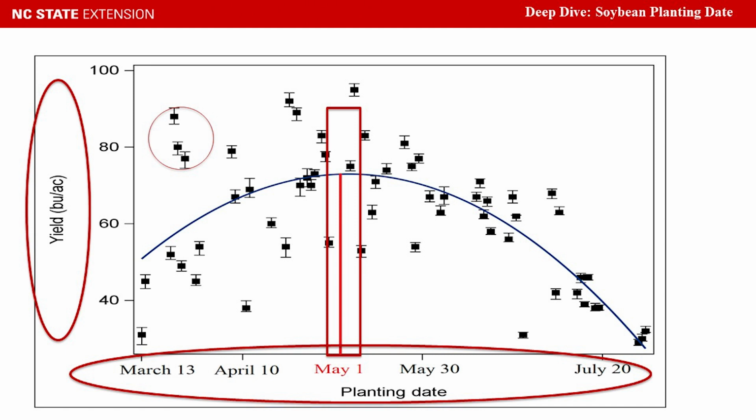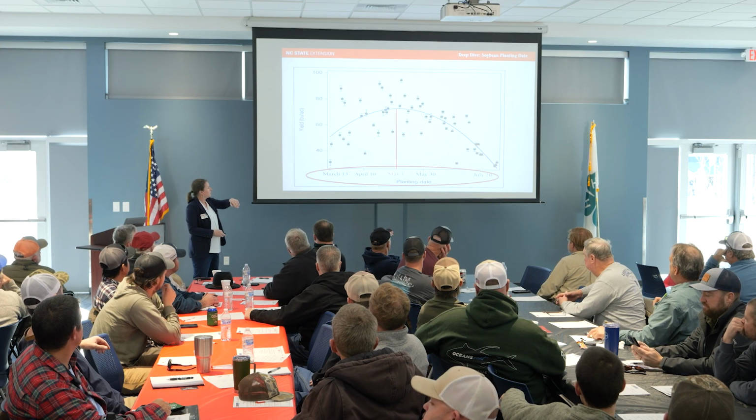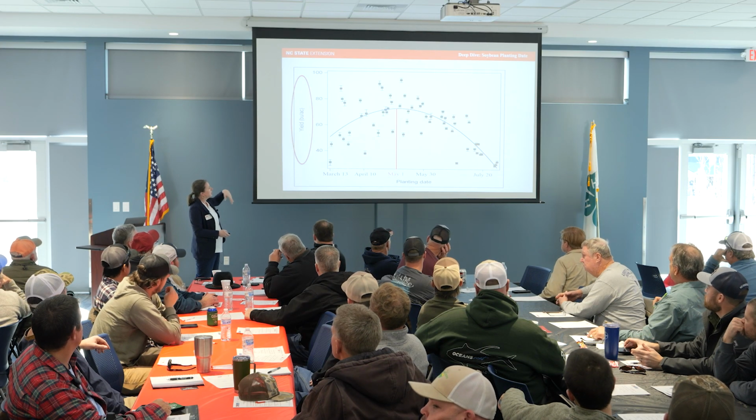In our trials, we plant from mid-March, which at the time we started this, I think we thought was early. We probably should have started in the beginning of March in retrospect. And we went all the way into early August with our planting dates. So x-axis, planting date. Y-axis is yield.